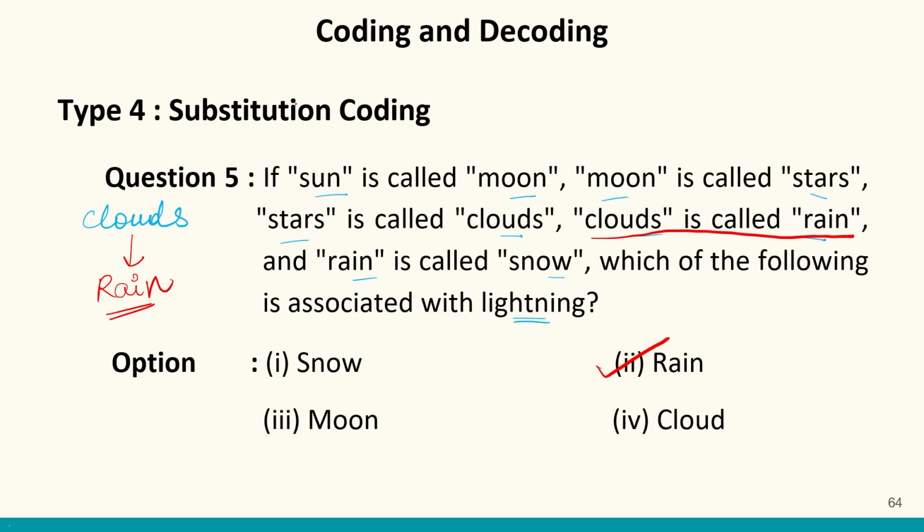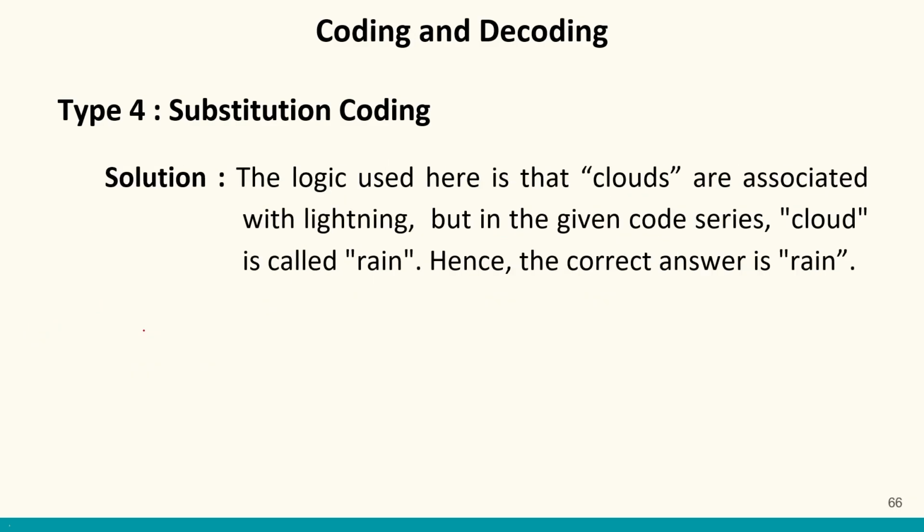So whenever you get a question on substitution coding, do not mark the logical answer. The logical answer is cloud. But we will not mark it because cloud is coded as rain. So rain will be your answer. This option is sometimes given to us to confuse us. But while solving questions for substitution coding, we should always remember that we have to mark the answer in terms of the substituted word. This is the substitution word. So we always have to mark the answer in terms of the substitution word. So this is the solution you can check.